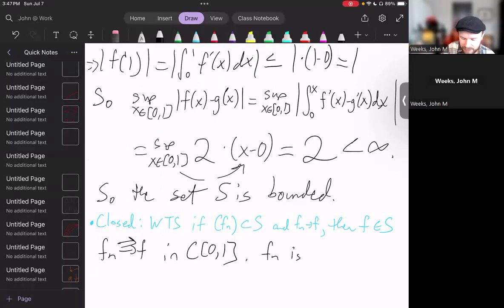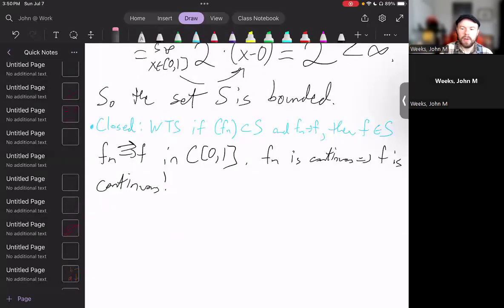F sub n is continuous, implies that f is also continuous. All right, pretty good. We could even say a little bit more. We've shown that if f sub n is continuous, then f is continuous.